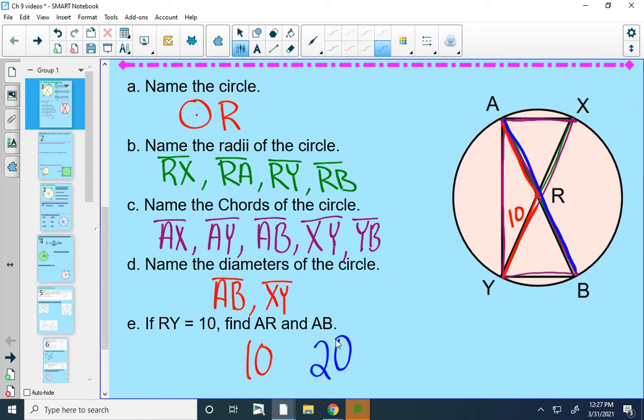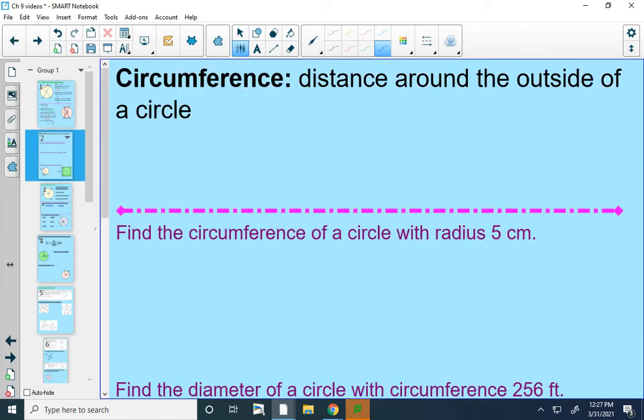So there's all the vocab that we need to know for today. Then we're going to move into circumference. Circumference is something you probably already know. It's the distance going around the outside of the circle. We have two formulas for circumference. You can either use 2 pi r, so 2 times pi times the radius, or pi d, which is pi times the diameter.